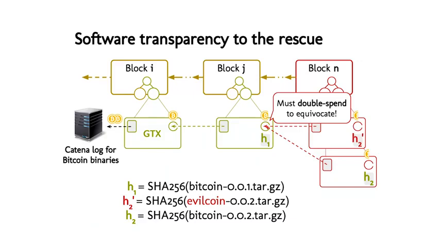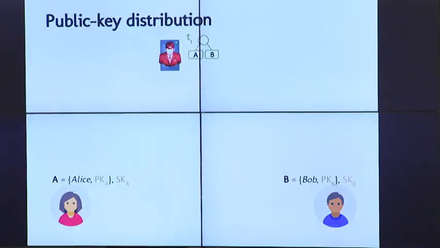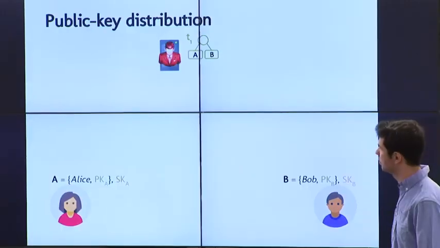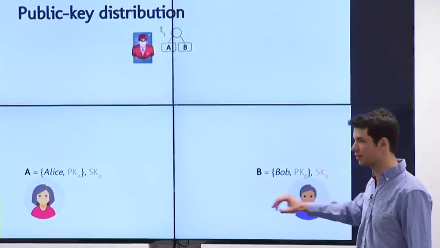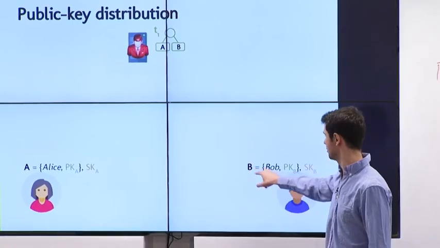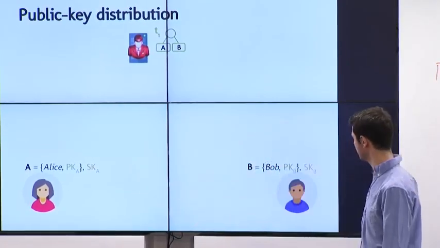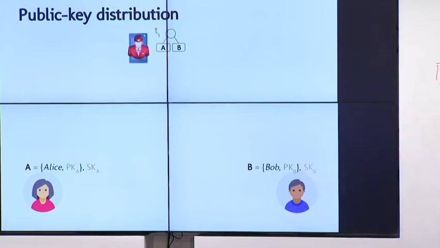Yes, so the idea is that you have to double spend to equivocate. And the other example, the reason I wanted to start this research, had to do with public key distribution. So let's say we have Alice and we have Bob, and they both have their public keys. I'm using the letter B to denote Bob and his public key, and the letter A to denote Alice and her public key. And they have their corresponding secret keys, right?